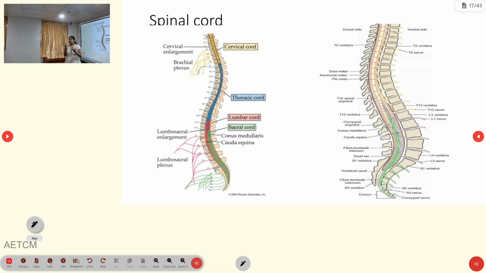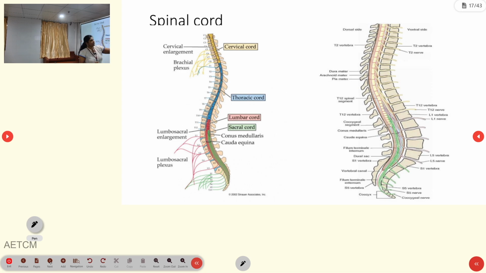There are a large number of nerve fibers in these enlargements, and they produce plexuses such as the brachial plexus, and the lumbar enlargement gives rise to the lumbosacral plexus. Now the spinal cord, as we see here, lies in the vertebral column inside the vertebral canal, and it gives rise to spinal nerves. A spinal segment is the spinal nerves along with the part of the spinal cord. The spinal cord is not present in the entirety of the vertebral column.